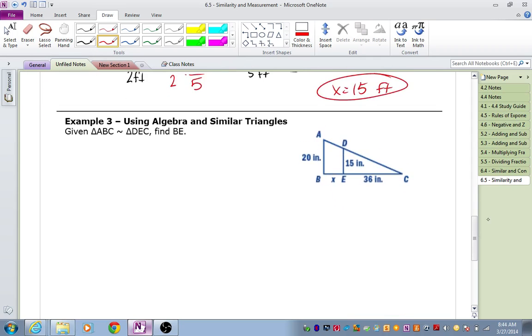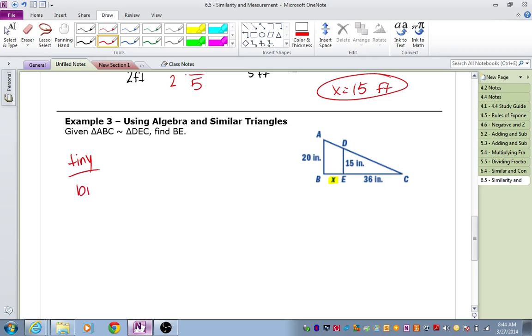Okay, last one. We have triangle ABC is similar to triangle DEC, and we are finding BE. Now this one's a little bit trickier. We're going to take this tiny triangle that's inside our bigger triangle. So if we look at the tiny triangle, I'm going to label it here.